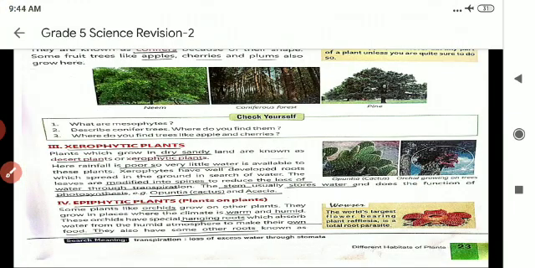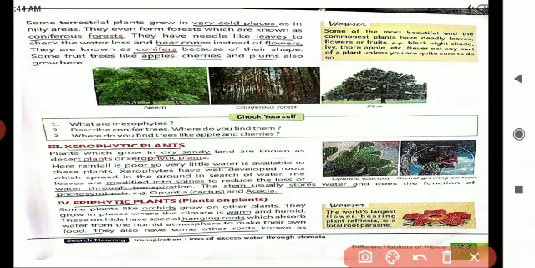Shall we move to the next one? Here are some terrestrial plants that grow in very cold places. In very cold places the leaves will be like a cone. Okay children, they even form forests known as coniferous forests. Leaves will be needle-like in structure. Because of their cone shape, they get the name conifers.